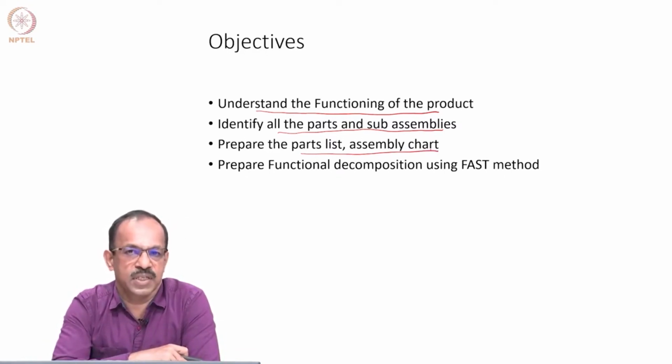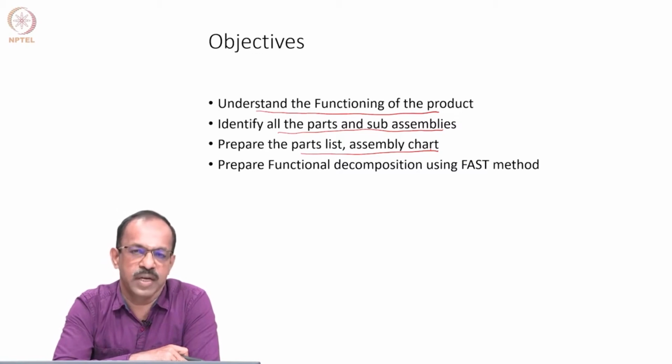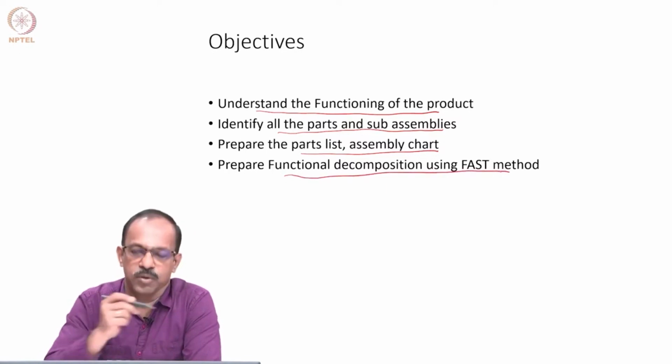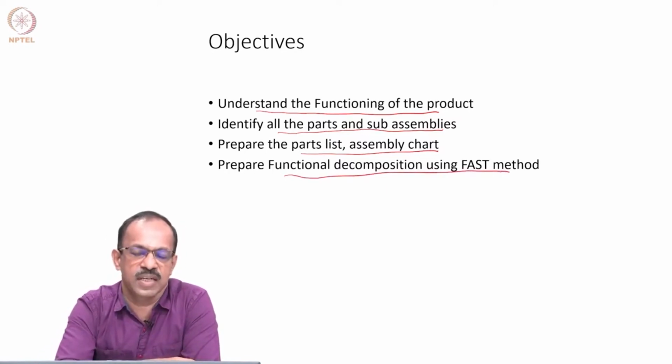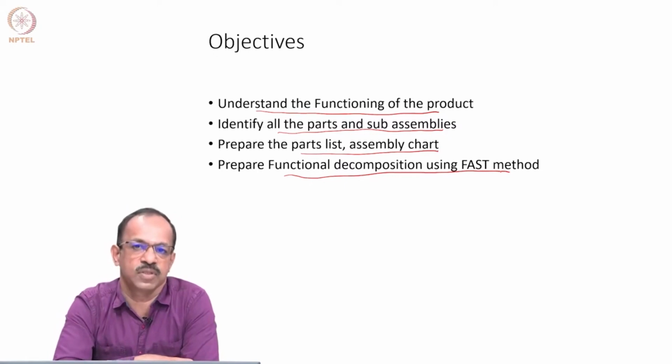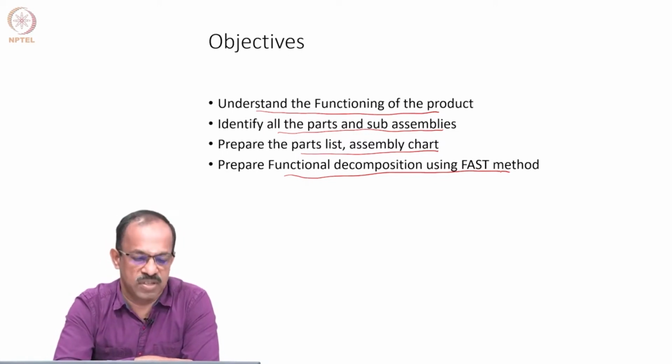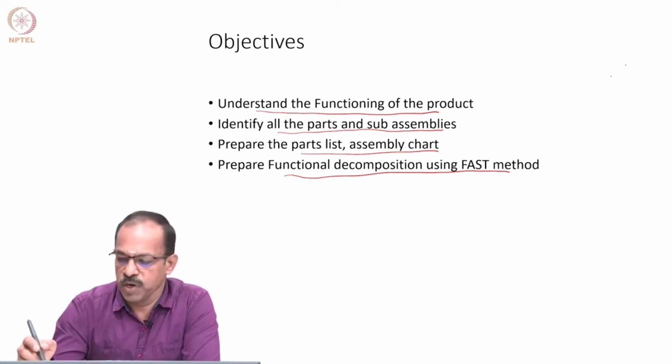The main difference in this exercise is that you will be doing a functional decomposition using the FAST method. So we try to identify the critical path function and then the sub functions associated with those critical functions, and then prepare the FAST decomposition chart and try to identify some of the unwanted functions and all time functions, etc. So that is what we are going to do.